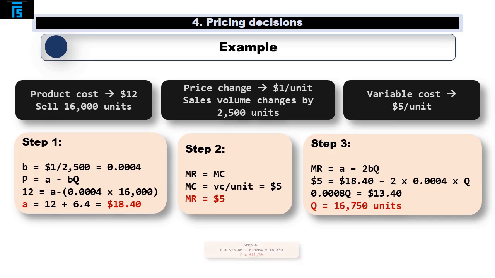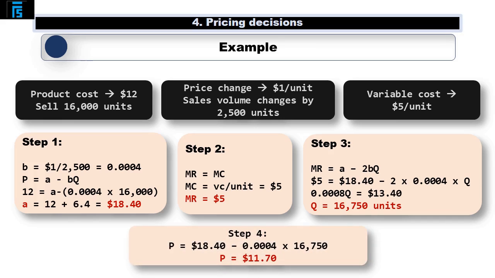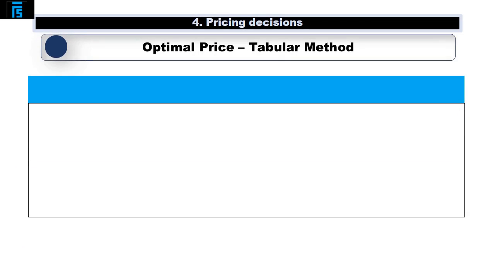The final step is to put this quantity back into the demand equation to find P. So this time P equals $18.40 minus 0.0004 multiplied by 16,750 units, and therefore P, the optimal selling price, is $11.70.